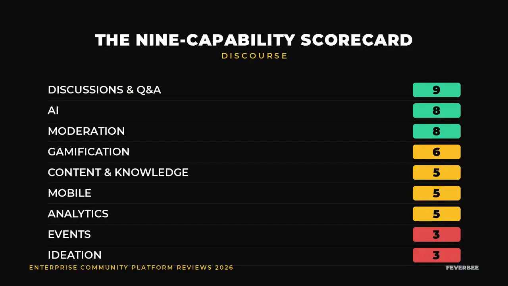So let's put everything together. Discourse is the best discussion platform in this series, full stop. It scores a 9 on discussion and an 8 on both AI and moderation. If your community is built around conversation knowledge, especially with a technical audience, it's at or near the top of your shortlist, and the AI readiness is a genuine reason to prefer it right now.